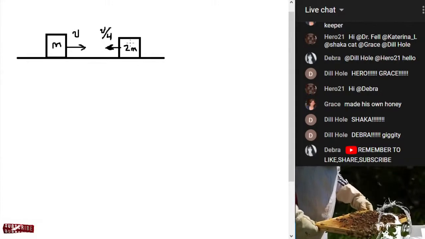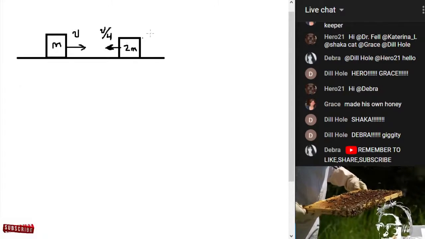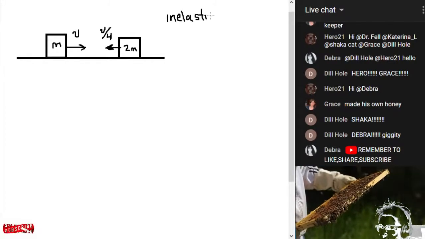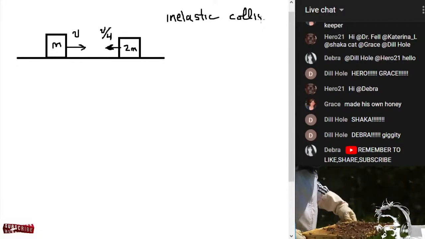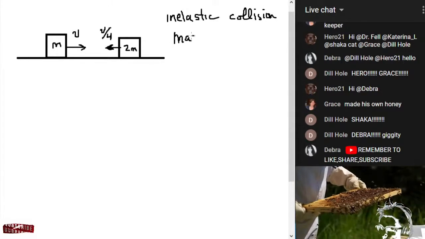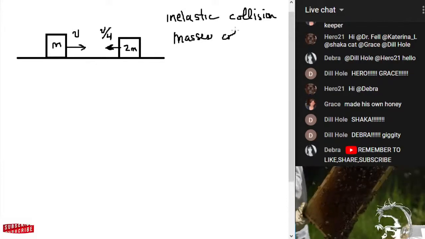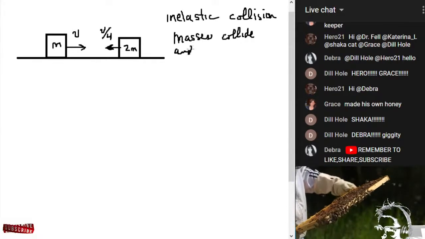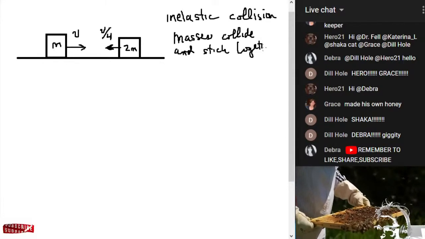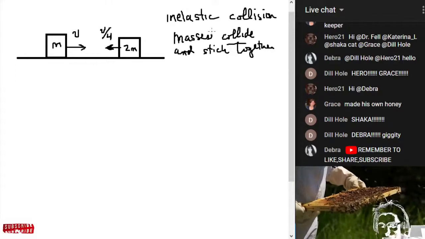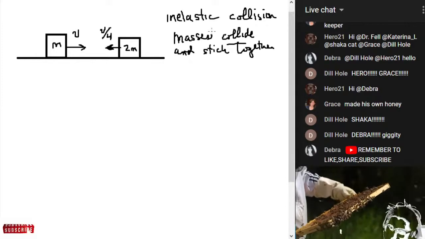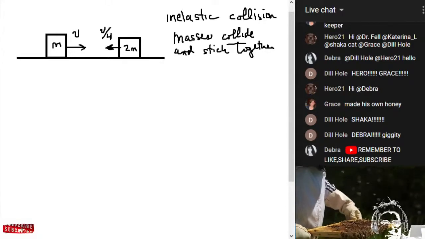There's a collision here. And we'll say that this is an inelastic collision. Inelastic collision is when masses collide and stick together. So think of a car crash. These cars hit, they get tied up together, and they move as one. That's an inelastic collision.